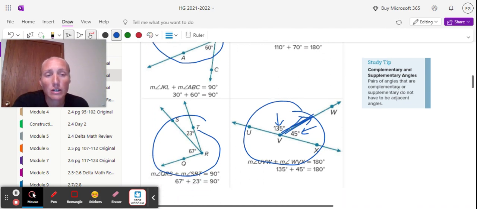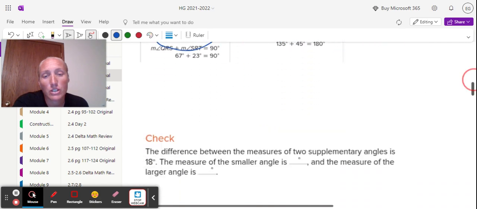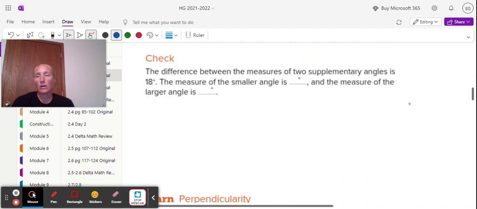So pairs of angles that are complementary or supplementary do not have to be adjacent. We're going to use that term adjacent a lot. I always think of adjacent as your neighbor, but they do not have to be adjacent. Okay, so how does that kind of come into play? Honestly, it's going to come into play in more complicated situations.